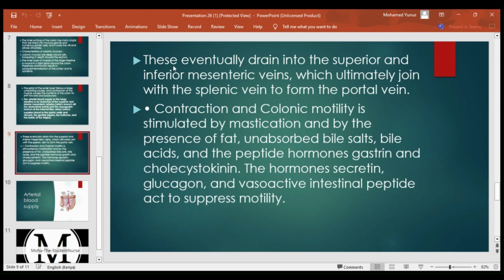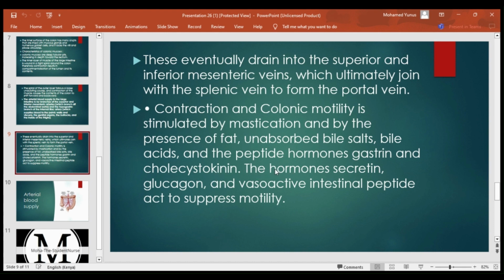Now let's talk about the venous drainage. We find that this eventually drains into the superior and inferior mesenteric vein, which ultimately joins the splenic vein to form the portal vein. Colonic motility is stimulated by mastication and by the presence of fat and absorbed bile salts. Then we also have bile acids and the peptide hormones gastrin and cholecystokinin. Those are the substances responsible for the contraction and colonic motility.